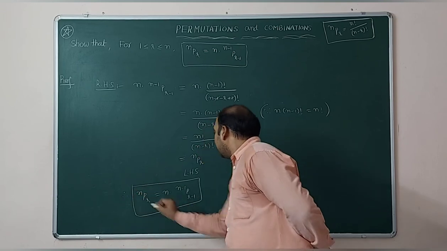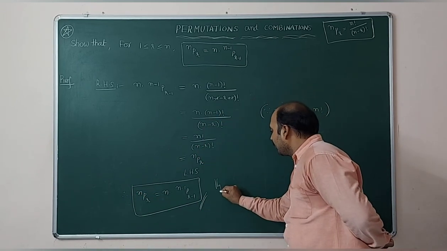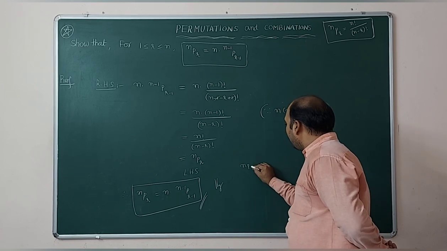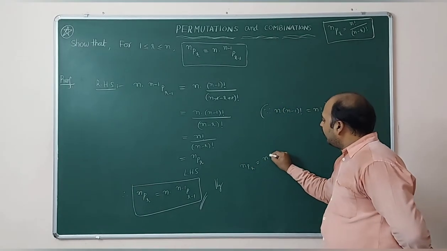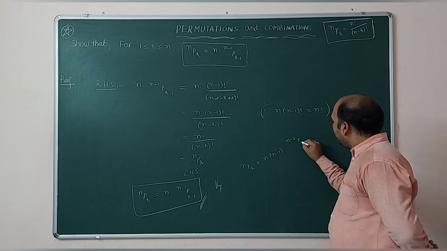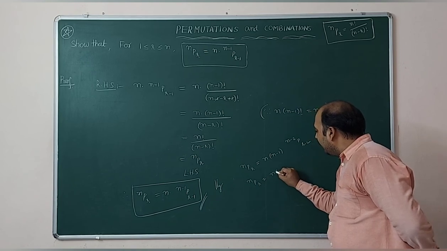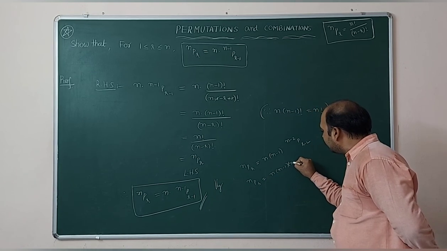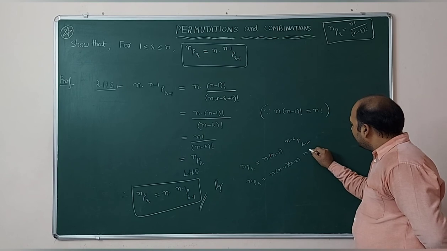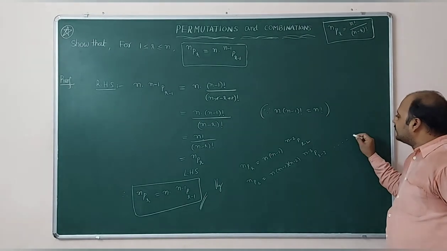Similarly, we can write it as, similarly, NPR is equal to n into n minus 1 into n minus 2 PR minus 2. NPR equal to n into n minus 1 into n minus 2 into n minus 3 PR minus 3. Like this and so on, we can write it, etc.